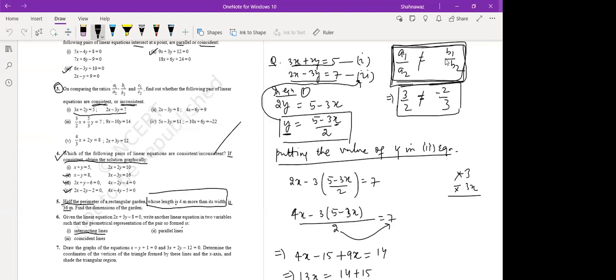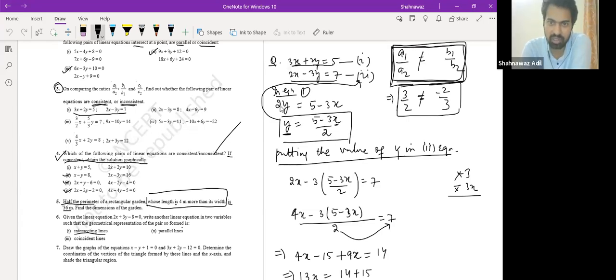Here, if you bring 3x to the other side, you get minus 3x. So 2y is equal to 5 minus 3x. The 2 is multiplied with y as a coefficient, so we have to take the 2 to the right hand side, and it goes in the division. So the y value is (5 minus 3x) by 2.